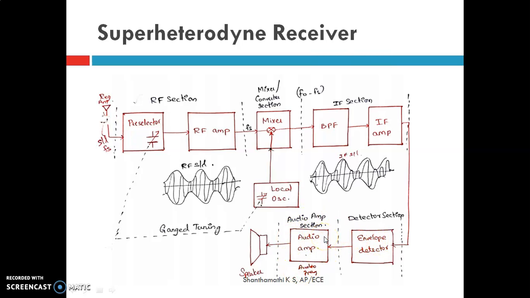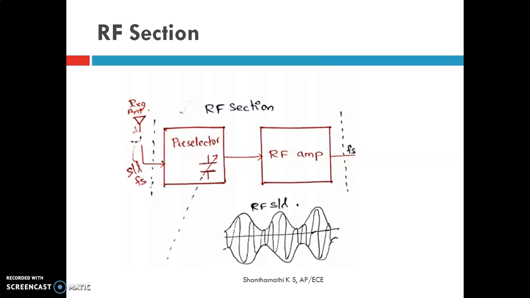We'll see the explanation of this block diagram in detail now. First is the RF section. Here the incoming waves are picked up by the receiving antenna, and this signal is amplified in the RF section and tuned to the carrier frequency of the incoming wave.